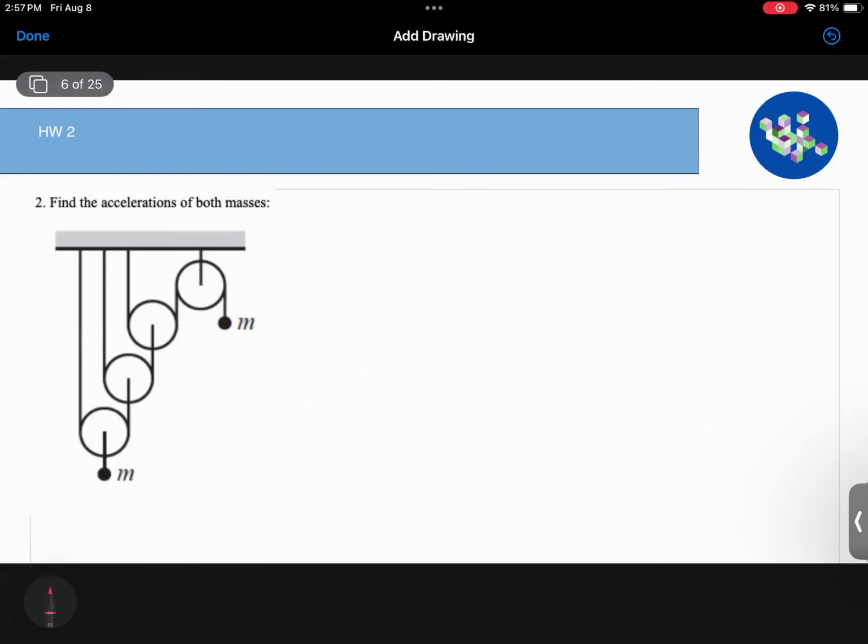Yeah, this is just a pulley problem. Find the accelerations of both masses. Well, remember for pulley problems, there are two main things you have to do. First thing is you have to write the F equals ma equations for every mass that's in the system, right? So first write your F equals ma. This is the first step, right? Second step is to write conservation of string. So conservation, say cons string.